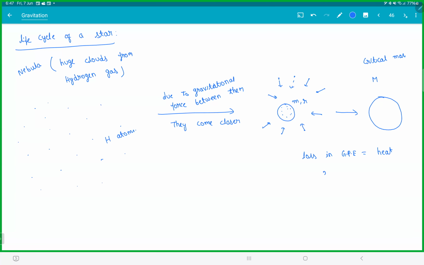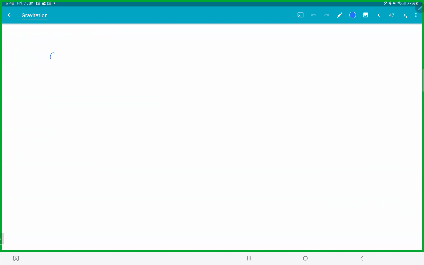So this self energy would be 3GM²/5R. Isn't it? Initially, all these are very far, so there's no potential energy between them. Isn't that how we define self-energy? You bring each particle from infinity and form this thing. So this would become equal to m s ΔT, or you can say nCΔT. From here, we get a temperature. N is the number of molecules. We can calculate that.